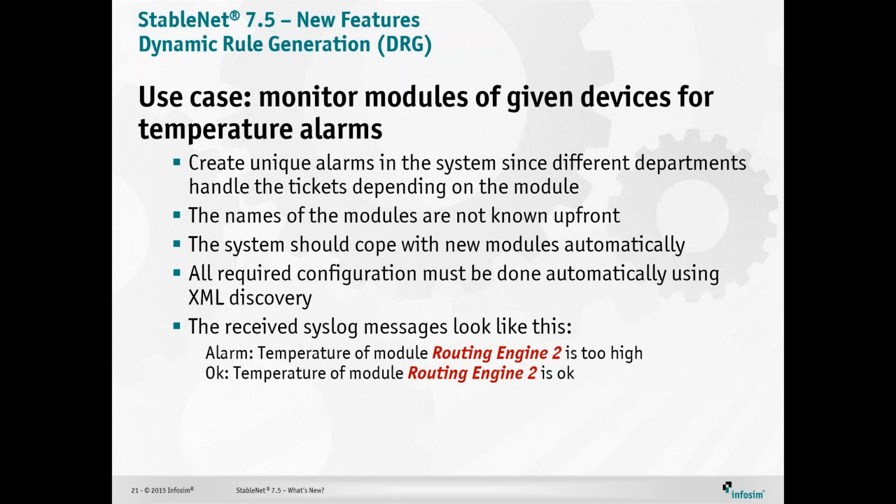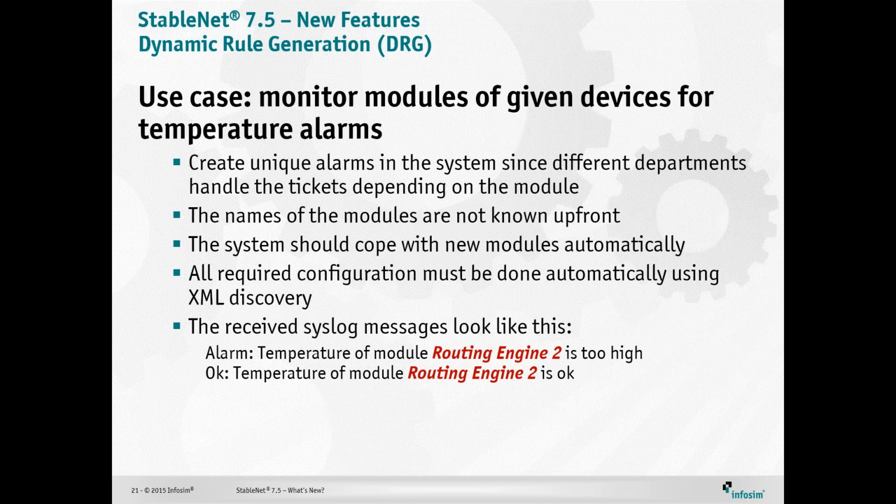The Syslog examples look like this, which you can see in the lower part of the screen. The alarm Syslog is: temperature of module, routing engine 2, that's the module name, is too high or is okay. So those are the two Syslogs you get in this example, and with those Syslogs we need to cope.